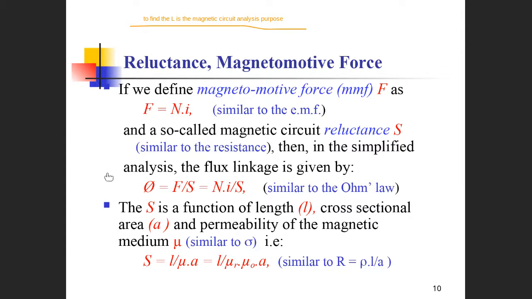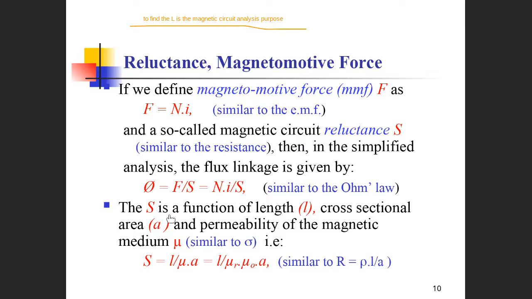Then, in a simplified analysis, the flux linkage is given by flux equal to the magnetomotive force over the reluctance. Similar to Ohm's law, right? Very similar: magnetomotive force, reluctance, flux. The flux here is very similar to the current in the electric circuit. This is the magnetic circuit. The magnetomotive force follows the voltage role, and the reluctance follows the resistance role.